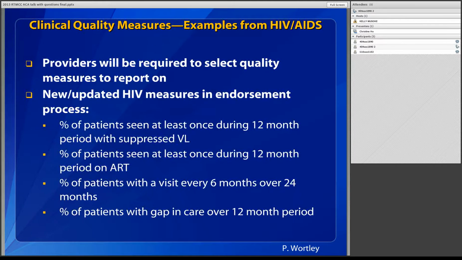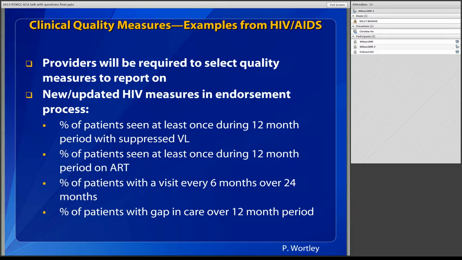Okay, clinical quality measures are measures that in the future, providers will be asked to choose from a list. So there'll be a list of clinical quality measures, and providers can choose among them. And whatever they've chosen, they will work on improving those measures. And if they can improve those measures, there's an additional incentive. So what I wanted to do is just share some of the measures that HIV has been working on, and these measures are already in the endorsement process. You can get a sense of what these clinical quality measures are.